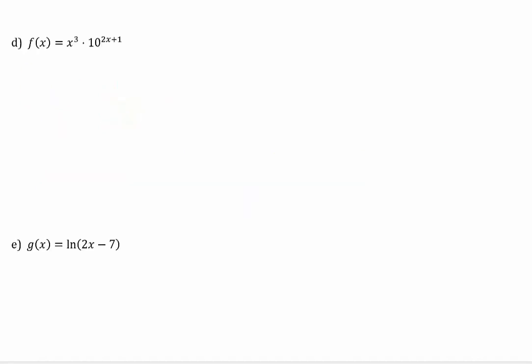Example D, once again I ask myself product rule, quotient rule, or chain rule. And in this case, I'm probably going to have to use a combination of rules. But the first thing I notice is that I have a product. The u is x cubed, and the v would be 10 to the 2x plus 1. So my u prime is 3x squared. And now for my v prime, I am going to have to use the chain rule on this.